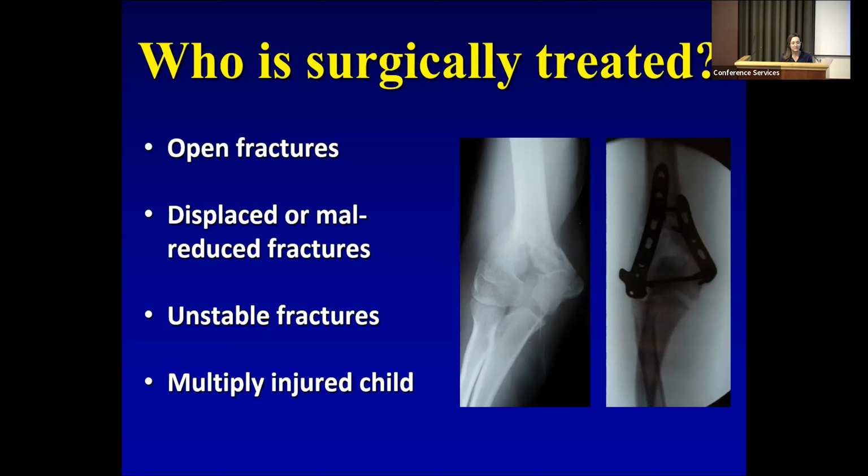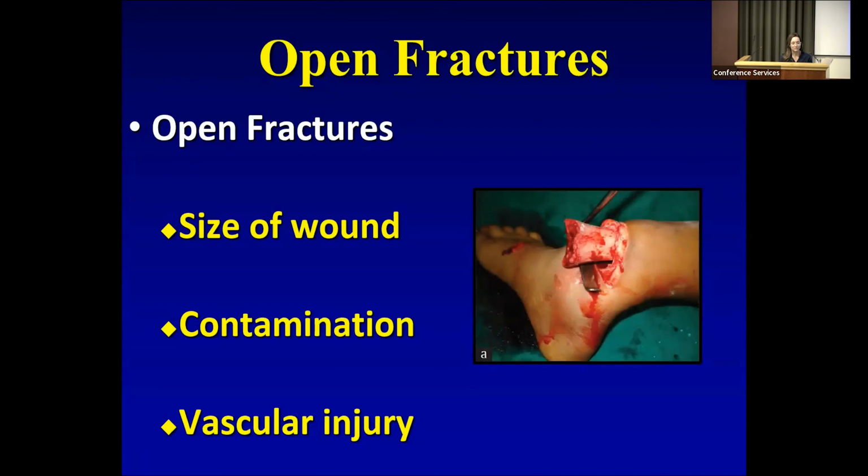So that's another reason to fix things, just so that we can get the child up and mobilize them a little bit better, maybe put weight on the extremity a little bit sooner. So multiple injuries is another reason we might choose to do surgery as opposed to a cast.